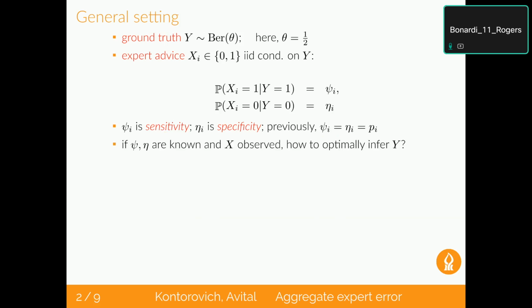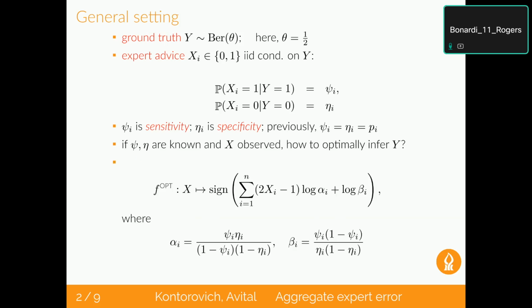And again, you know these parameters, the psi_i and the eta_i, and you get to observe these n bits of advice. How do you aggregate them into an optimal decision procedure? Again, this is classic. Again, Neyman-Pearson. It's some kind of a weighted majority vote. You turn these bits into signed bits, and you weigh them by these simple functions of the parameters.